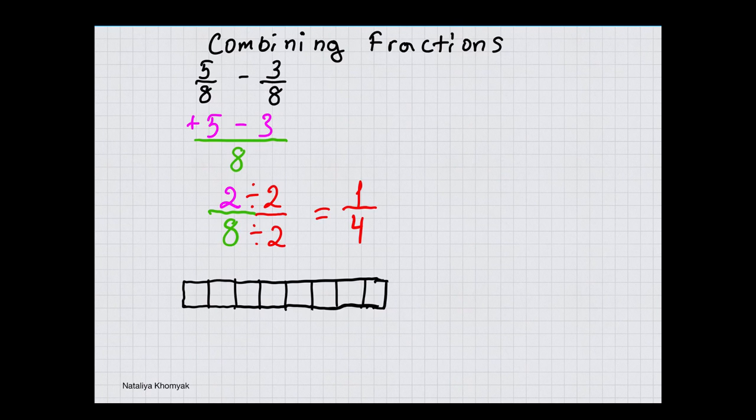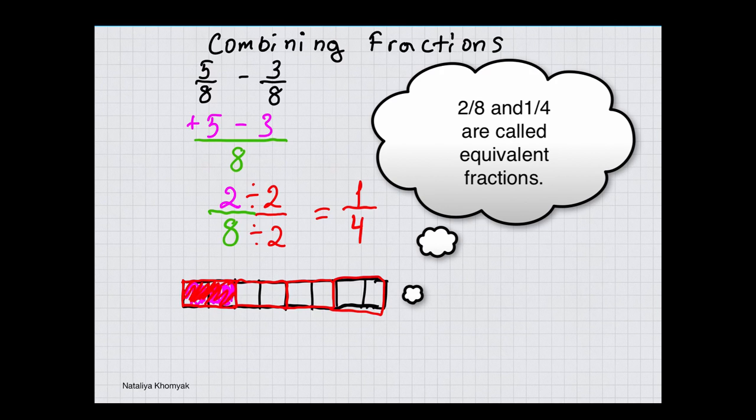If you look at this 2 out of 8 in terms of a picture, granted this is not the prettiest of pictures, we have 2 parts out of 8. Now, reducing this by 2, we can look at this as 1, 2, 3, 4. 2 out of 8 is the same as 1/4.